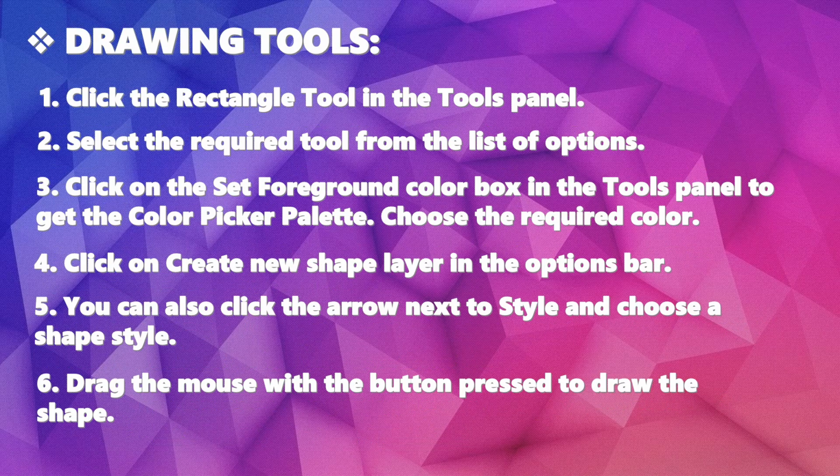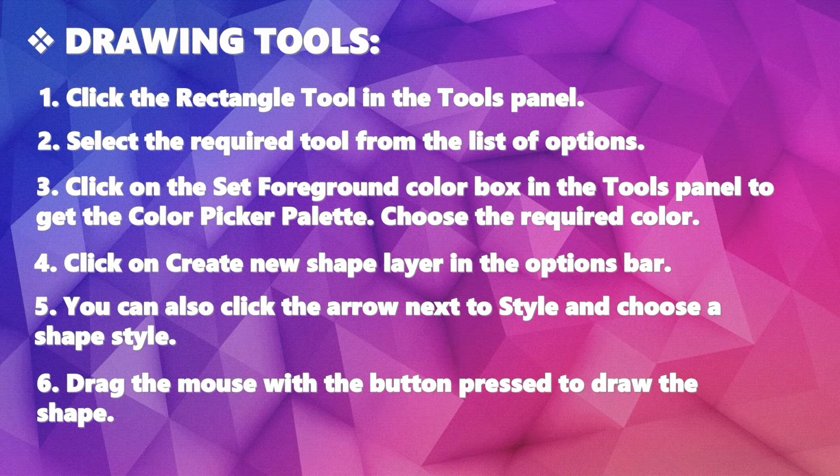Photoshop has a collection of drawing tools: rectangle, rounded rectangle, ellipse, polygon, line, custom shape, etc. To draw a shape, say a rectangle, do the following. Click the rectangle tool in the tools panel. Select the required tool from the list of options.